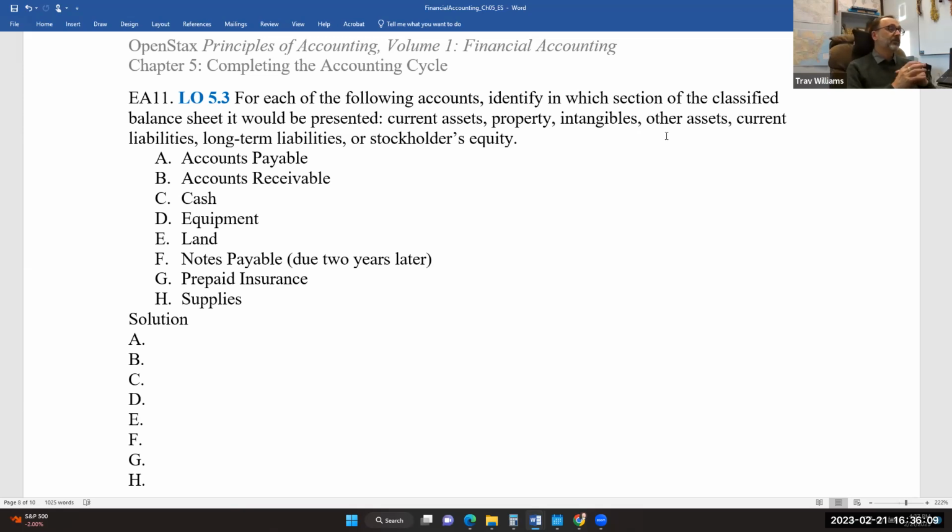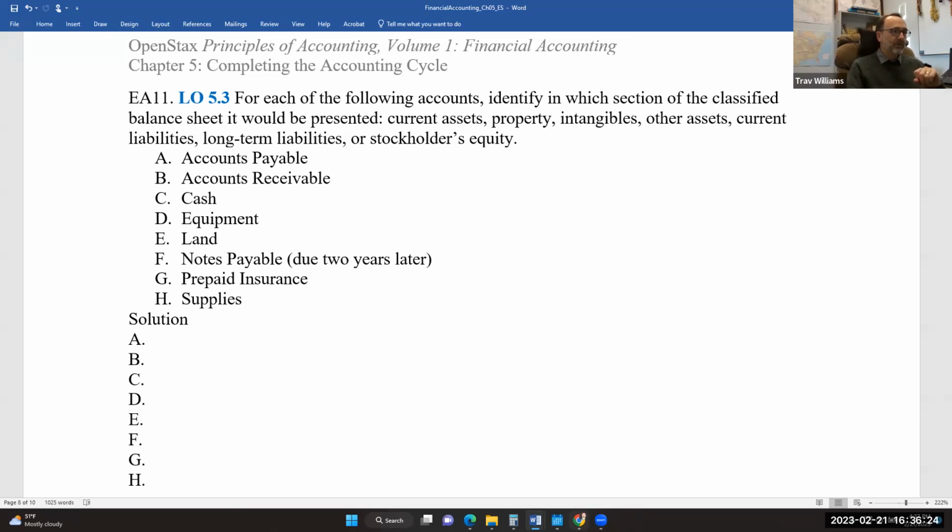And same for liabilities. You can have current liabilities that you are planning to pay off within a year, and then long-term liabilities that will take more than a year to pay off. Okay, so that's the classification of assets and liabilities.